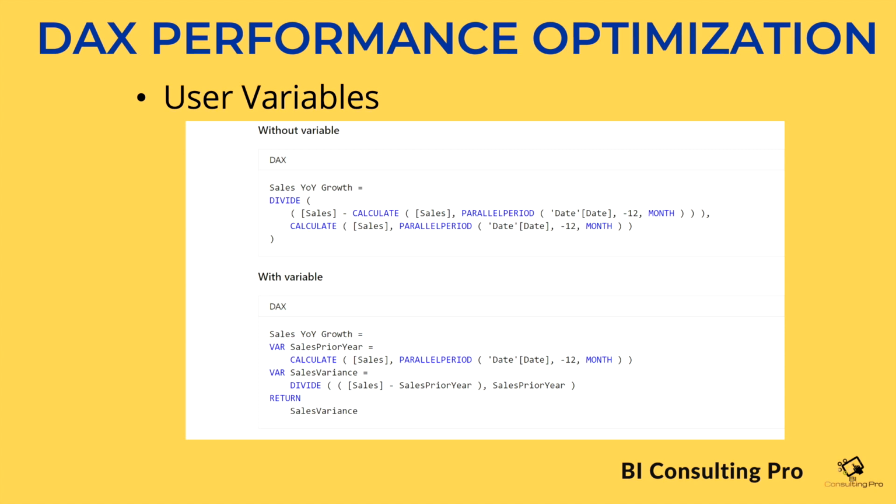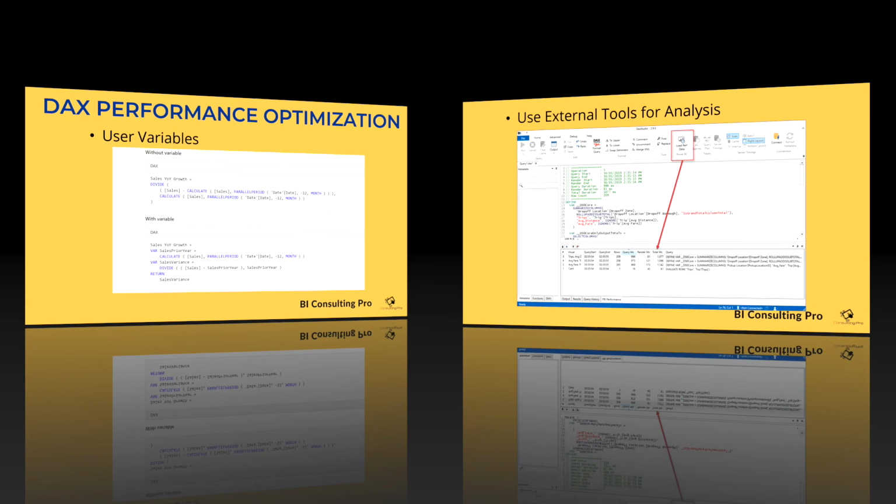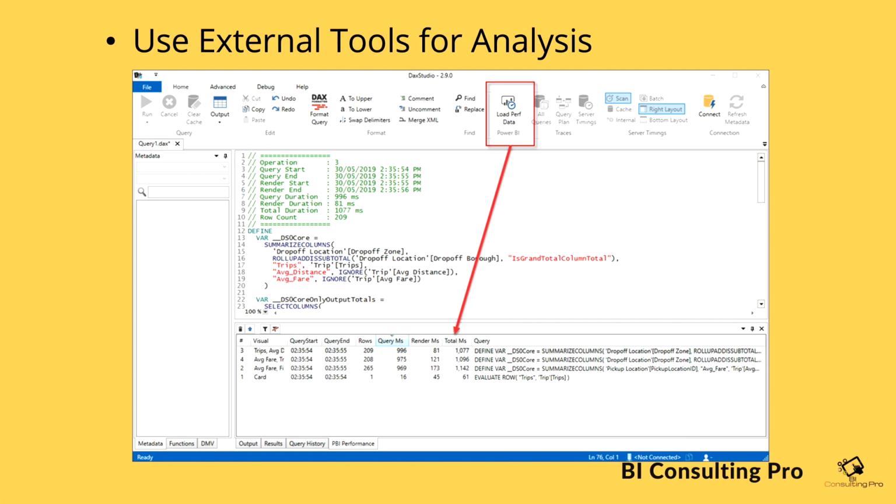Always try to use variables in DAX. You can see the two examples, without variable and with variable, and once you run these two examples on your machine, you will see how much the performance impact is. Use external tools for your analysis. As I mentioned from the beginning of this session, you should always use external tools, that is DAX Studio, then we have Tabular Editor, and there are certain other tools as well which you can use to analyze the performance of your query, how it's performing, how long it's going to take, and what changes you can make in the code to improve that performance.